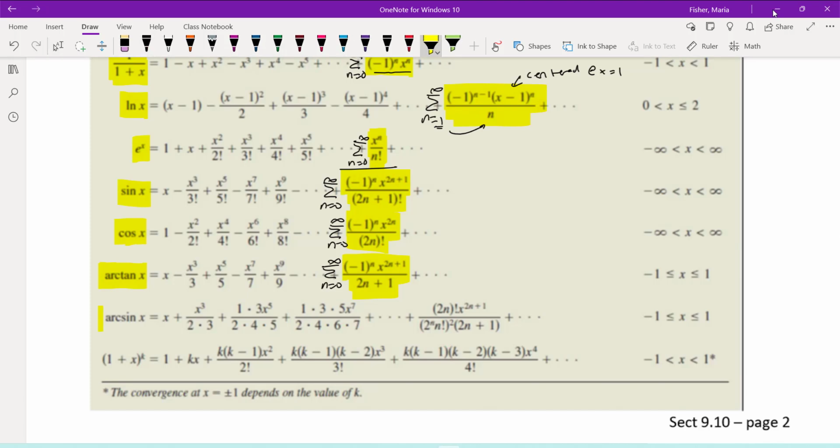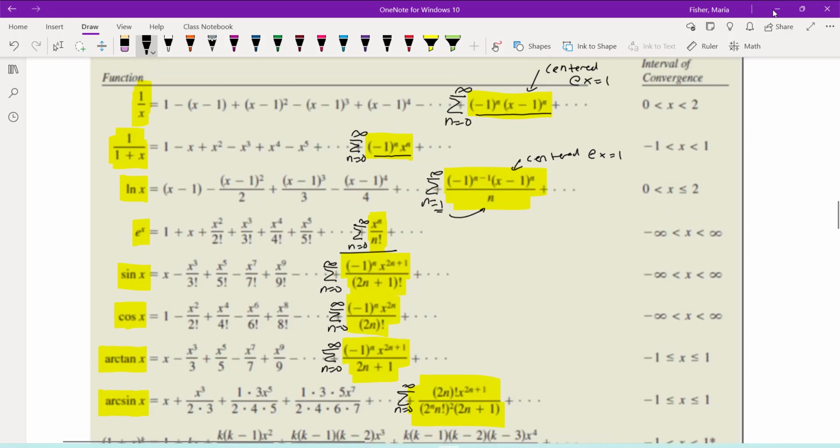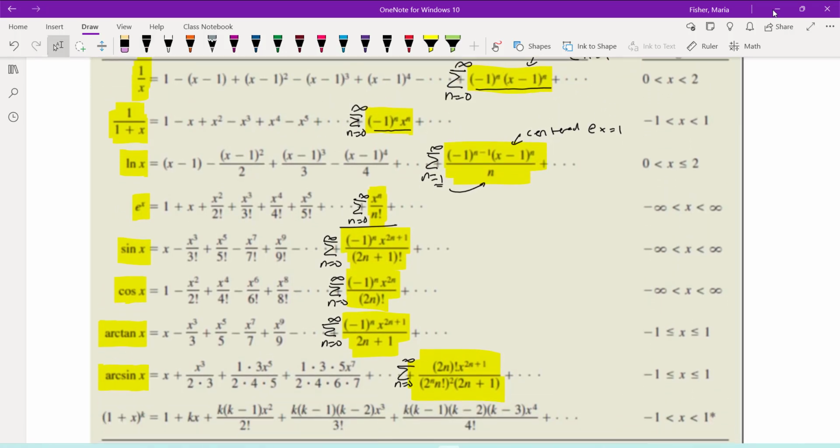And then the last one, for the inverse sine, we're looking at the sum from n equals 0 to infinity of 2n factorial over 2 to the n times n factorial squared, and then times x to the 2n plus 1 in the numerator and times 2n plus 1 in the denominator. Now you don't have to have these yellow series memorized. This would be given to you.